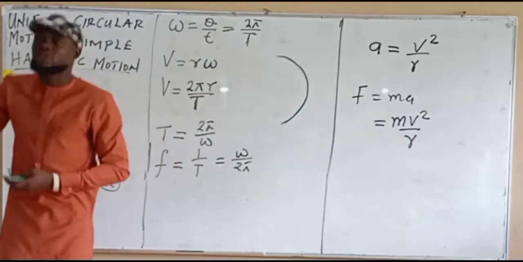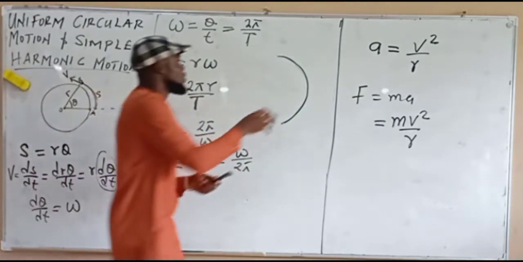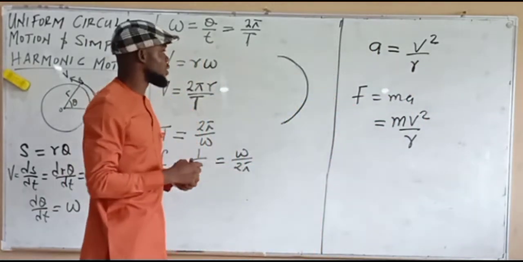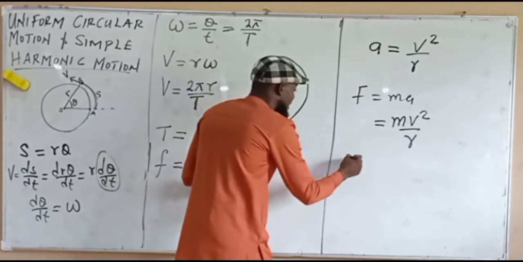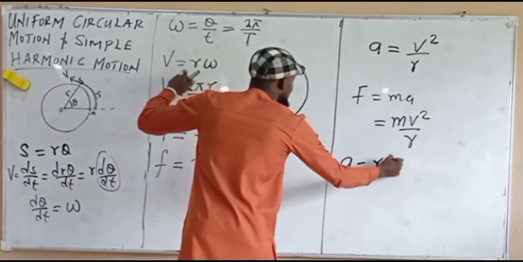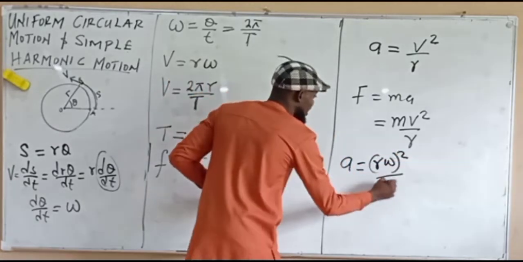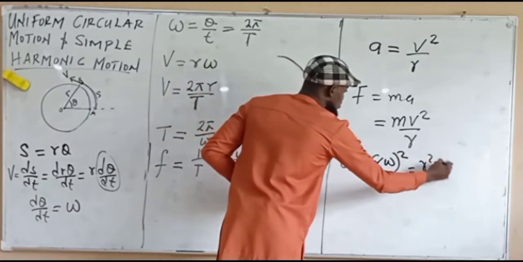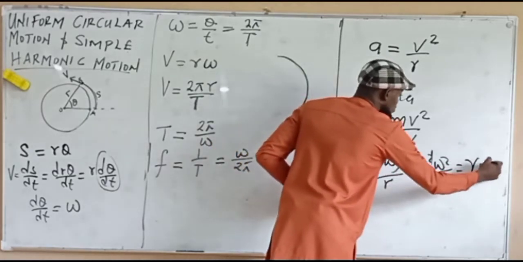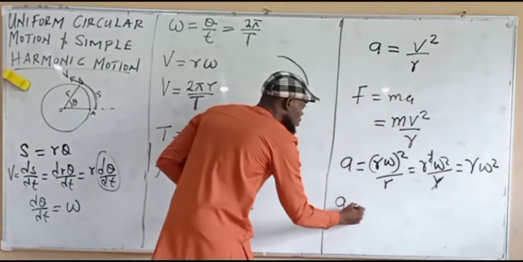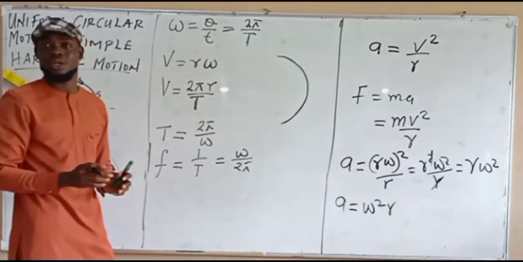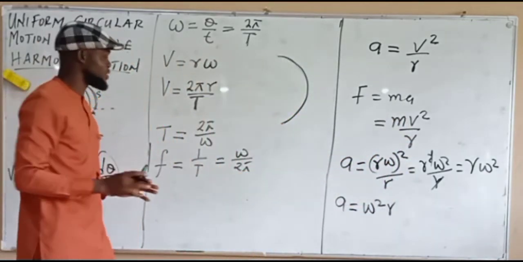Now, let's transform V, our linear velocity, to angular velocity, and look for this acceleration in terms of angular velocity. What is V? V is rw. So a = r squared w squared over r. One r cancels, and we have r w squared. Or you can also say a = w squared r. We also have that as the acceleration of this body.